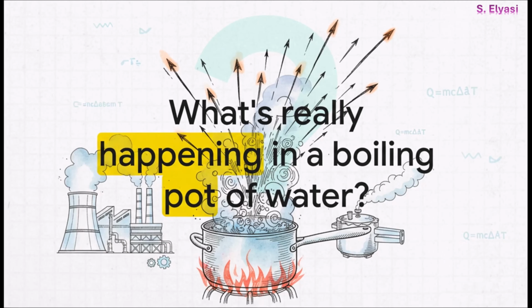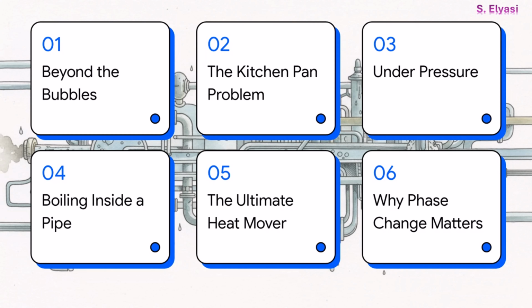So what is actually going on in there? I mean, it's not just about hitting 100 degrees Celsius or 212 Fahrenheit. What's really happening is this incredible high-speed flood of energy moving from the bottom of the pan into the water. And for an engineer, being able to calculate that energy flow with precision, well, that's everything. It's literally the key to designing everything from the pressure cooker in your kitchen to a massive nuclear power plant. All right, let's get into it.